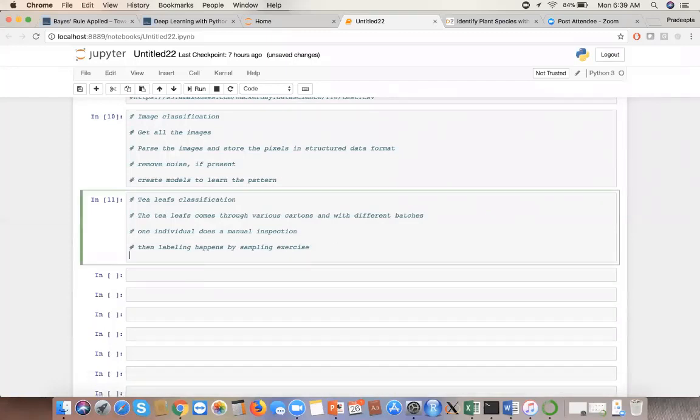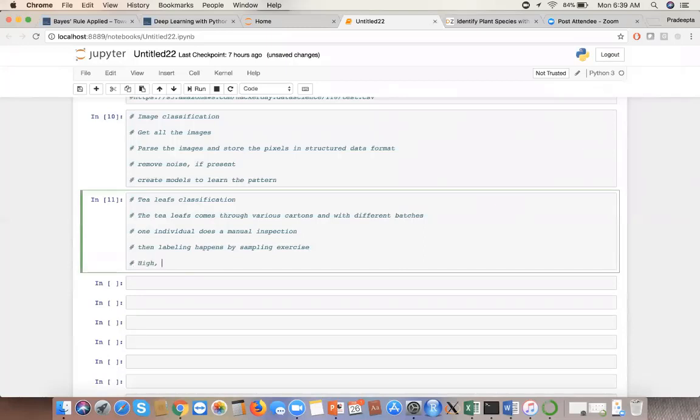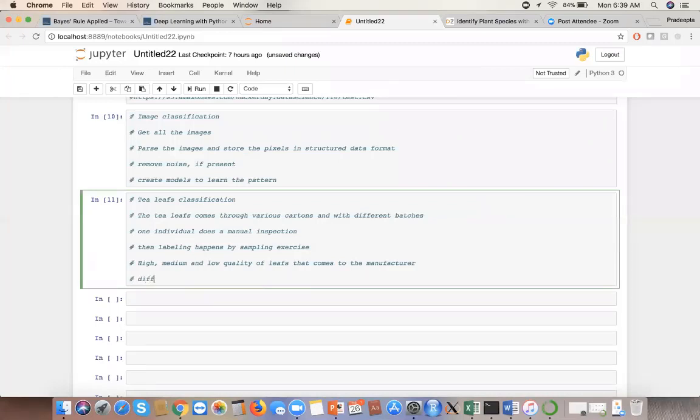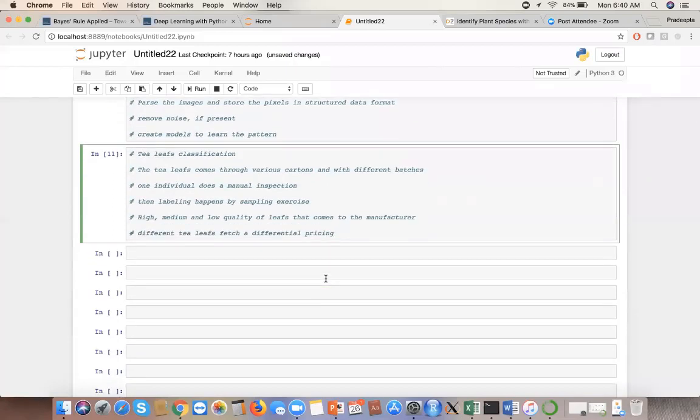What is the tea classification? There are high class, medium class, and low quality of leaves that come to the manufacturer. And different tea leaves fetch a differential pricing. Hence, the classification of tea leaves is very important. Clear? That is one use case.